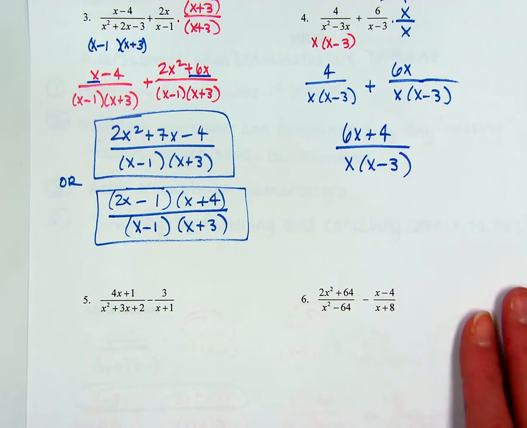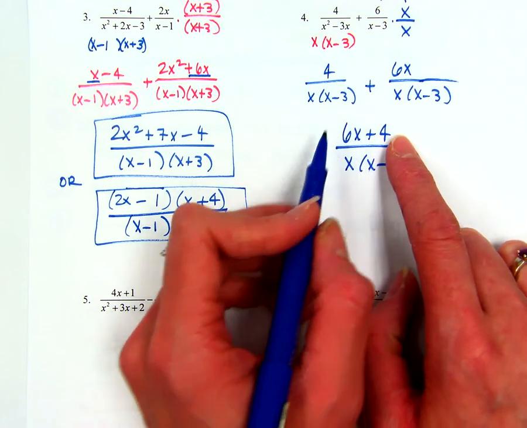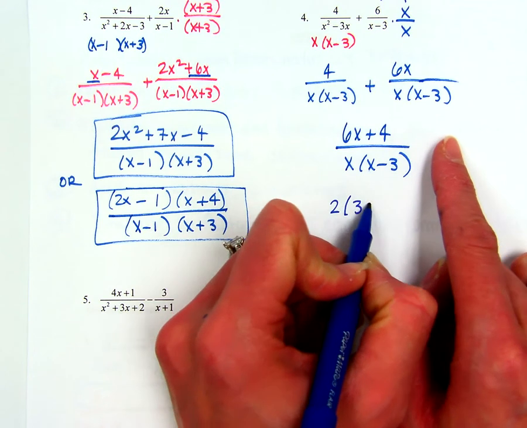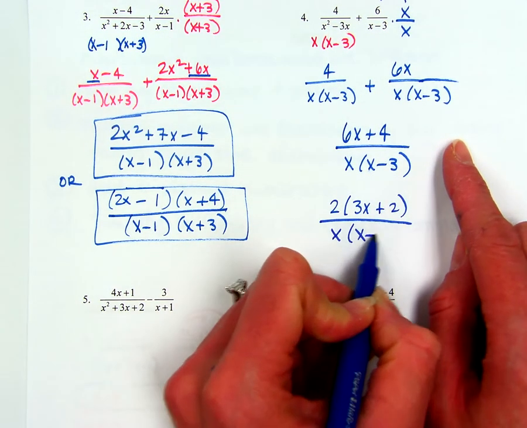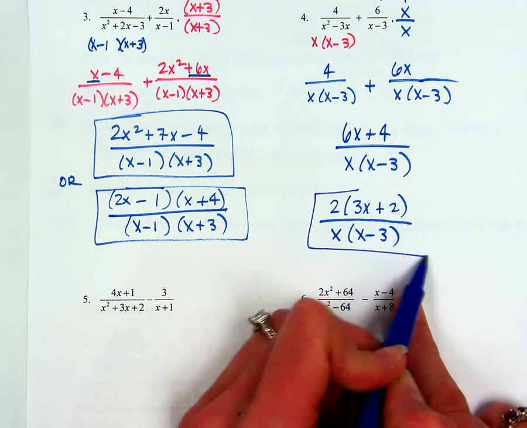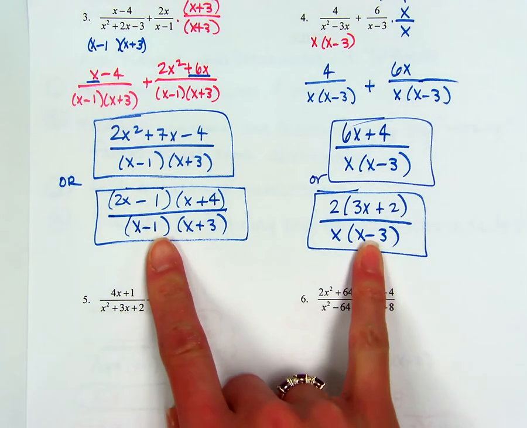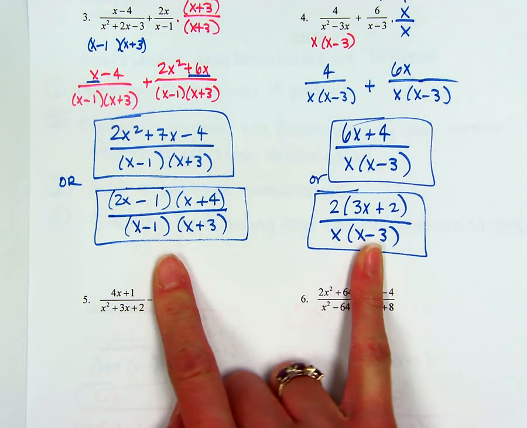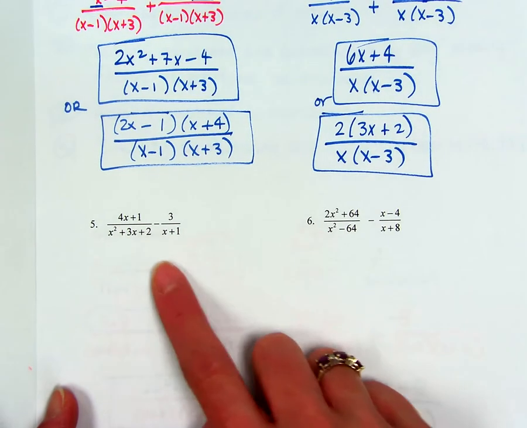Now we have the same denominators, so you can add 6x plus 4, and then combine it into one fraction. Can we simplify the top at all? You could take out a GCF. Your GCF is 2. So 3x plus 2 is what's left over. And then check, do you have any common factors? Nothing cancels, so this answer is good. Or you can go back to this one. I would say these are probably the better answers, because that at least tells me you tried to factor, even though it didn't work.